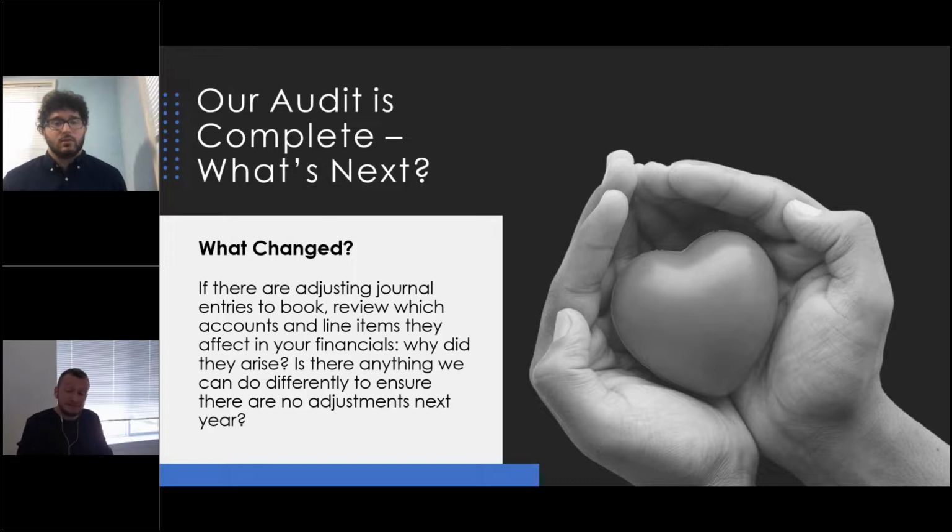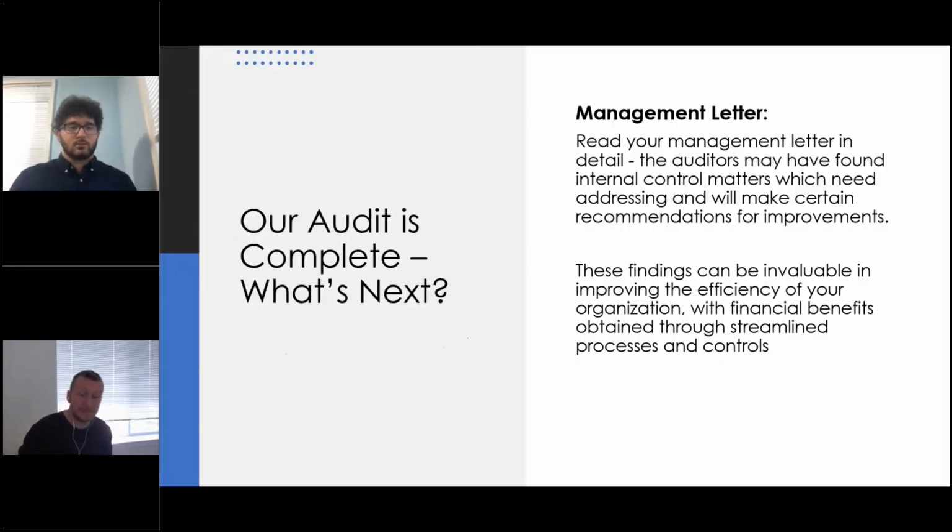What changed? Again, if you're given adjusting journal entries, which is changing the numbers from what you told the auditors, why did this happen? Can we get to the bottom of why it happened? Let's understand why the adjustment was made. Is it an accounting regulation change? Is it something that maybe you weren't aware of? No one's expecting you to be experts in accounting, okay? But you can get some insight as to why it was adjusted, and maybe you can get yourself prepared for the future. Your management letter.